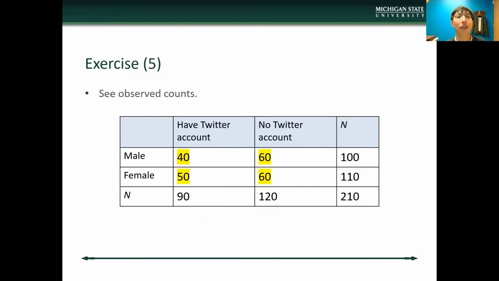Then you will see the observed count in each cell. So observed count is a real number in the data you can see. You can just take a table and easily find the observed count for each cell, like male with Twitter account, male with no Twitter account, female with Twitter account, female with no Twitter account.